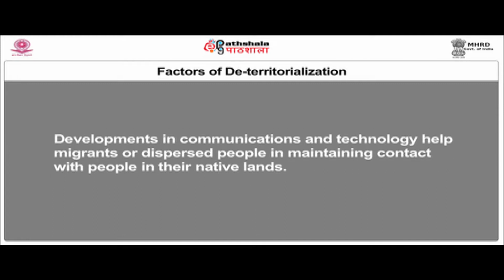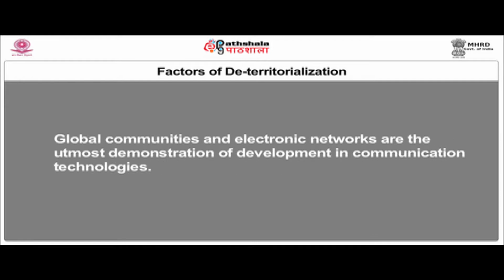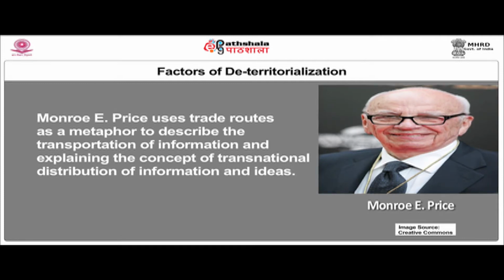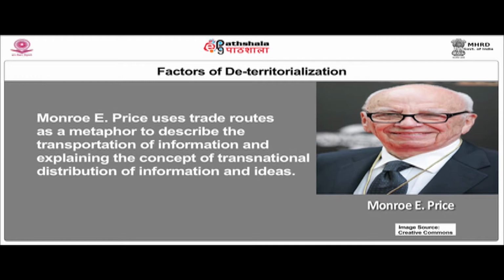Developments in communications and technology help migrants or dispersed people in maintaining contact with people in their native lands. Global communities and electronic networks are the utmost demonstration of development in communication technologies. Monroe E. Price uses trade routes as a metaphor to describe the transportation of information, explaining the concept of transnational distribution of information and ideas.